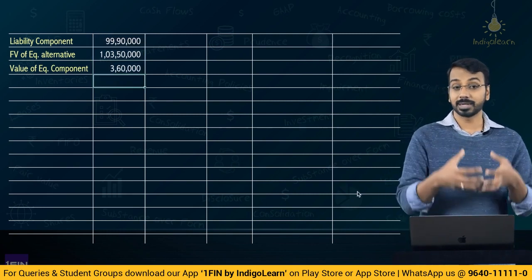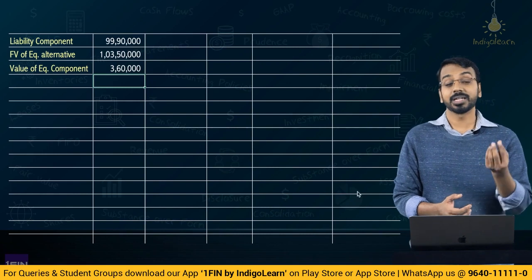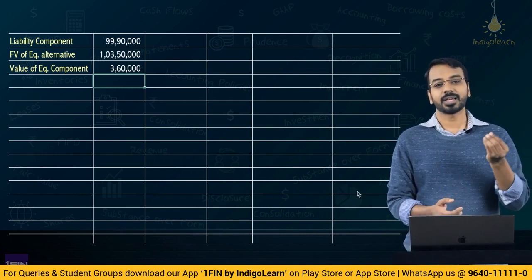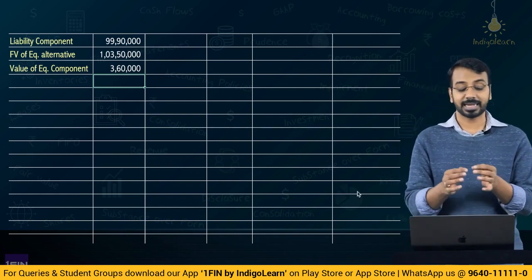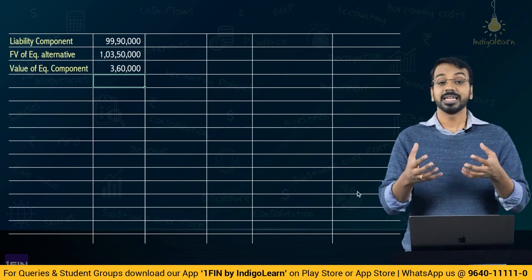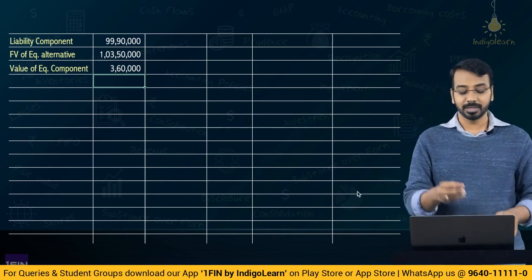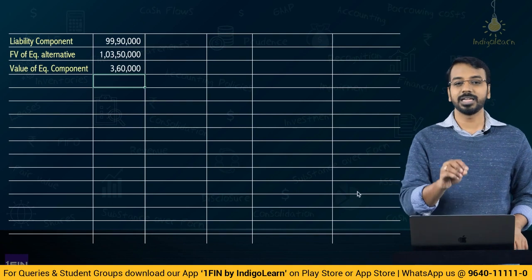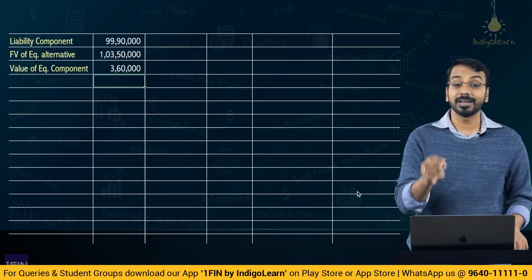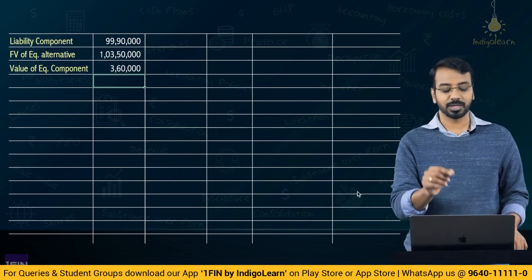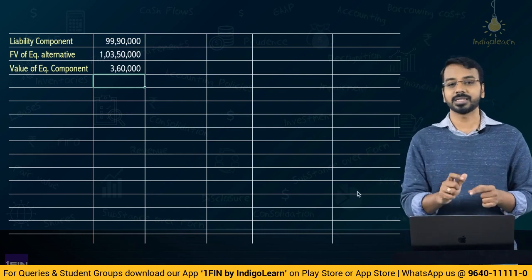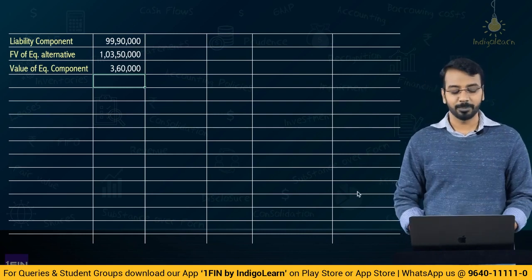Now, the way you have to understand this is, the liability component, if the employee chooses cash settlement, has a fair value of 99,90,000. If the employee chooses equity settlement, then the fair value of the equity alternative is 1,03,50,000. The differential represents the equity component.